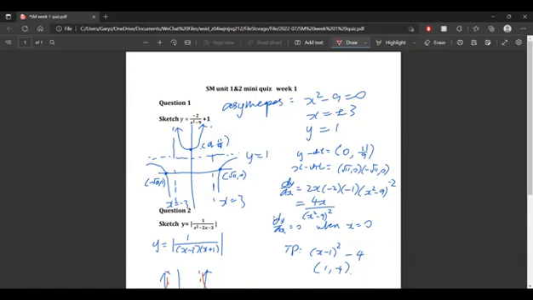After that, we work out the y-intercept and x-intercept. That should be pretty self-explanatory. We make x equal to 0, and we make y equal to 0, and we get these points, so we can plot them in.